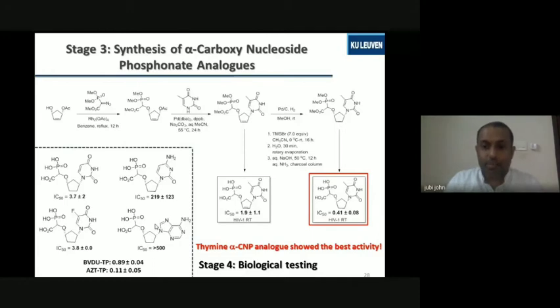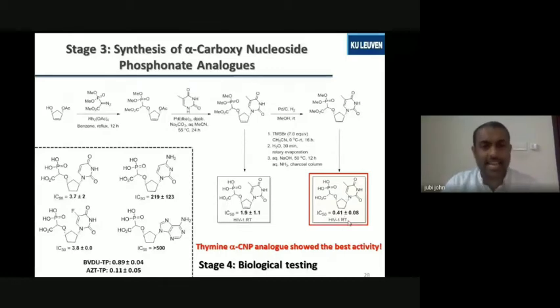During this, we found that this molecule, the molecule in red, that is the molecule with thymine, carboxyphosphate group, and the cyclopentyl moiety, showed the best activity, at the nanomolar level. It inhibited the HIV reverse transcriptase enzyme, and we were very happy.